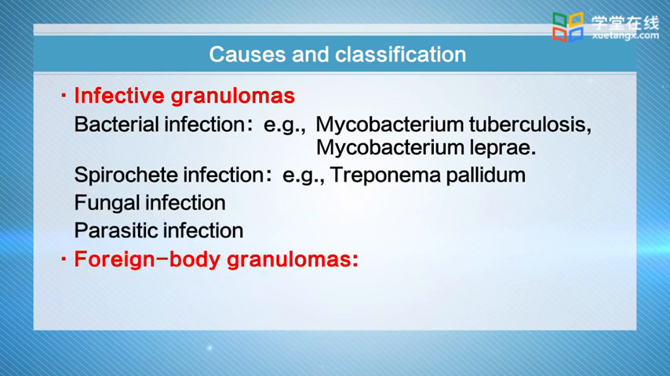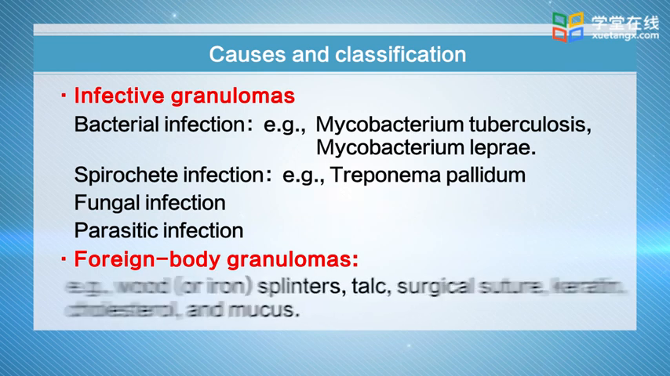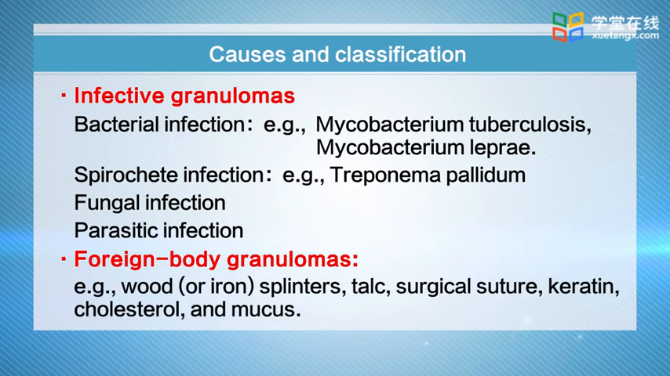Foreign body granulomas are seen in response to foreign bodies, which are not easily engulfed and broken down by macrophages, including exogenous materials such as wood splinters, talc, surgical suture, or endogenous substances that the host immunity system identifies as foreign, such as cholesterol and mucus. Through T-cell mediated immune responses or sequestration of foreign bodies, macrophages are activated and transformed into epithelioid cells or multinucleated giant cells.